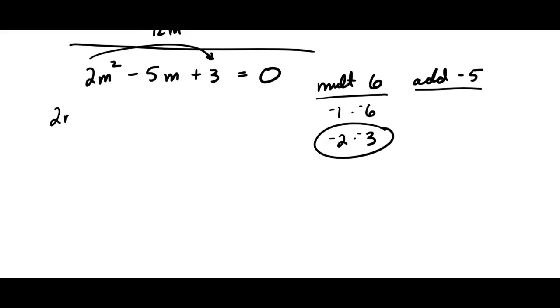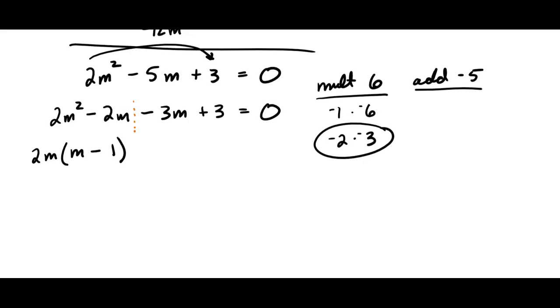So we're going to write 2m squared, keep the first term, minus 2m minus 3m. And by the way, it doesn't matter which one you write first. If you wanted to write the minus 3m first, you could. I just usually write them in the order that they are. All right, here comes my dotted line. So I look for greatest common factor in the first two terms, 2m, and I get m minus 1. Okay, now you can double check that by multiplying here.